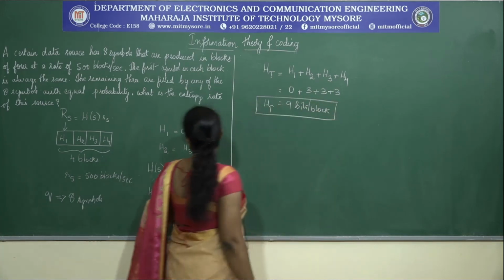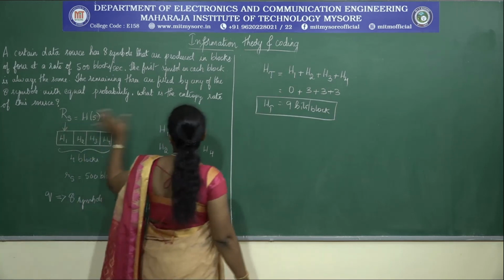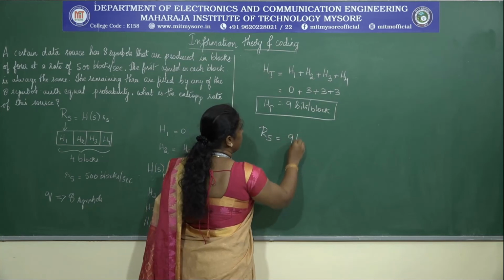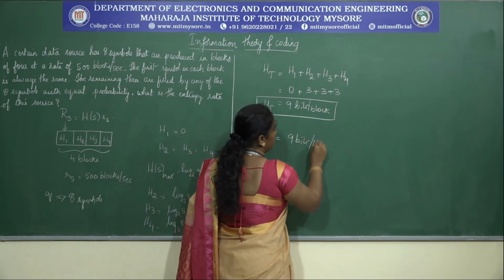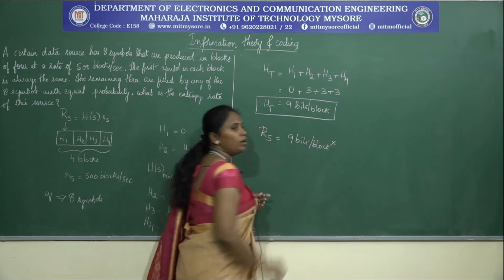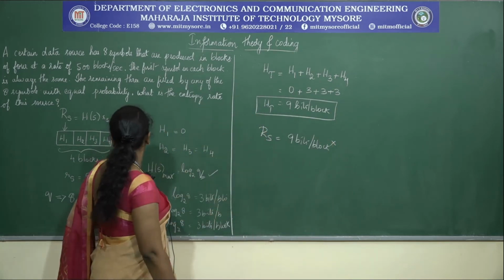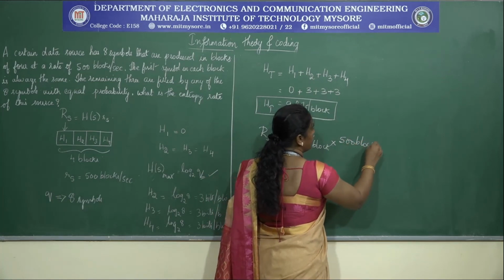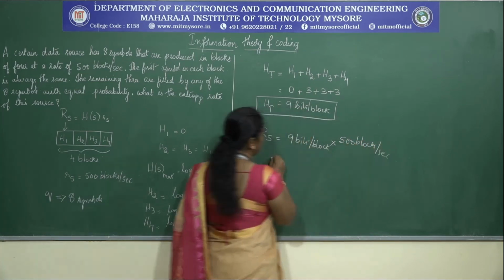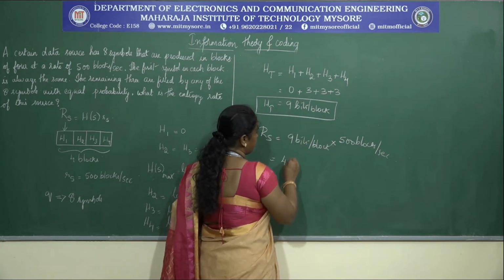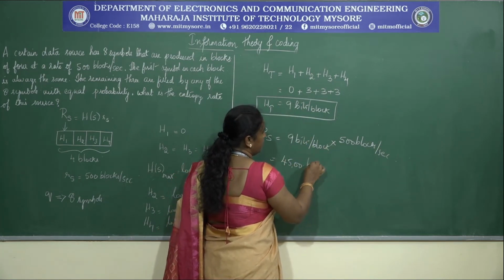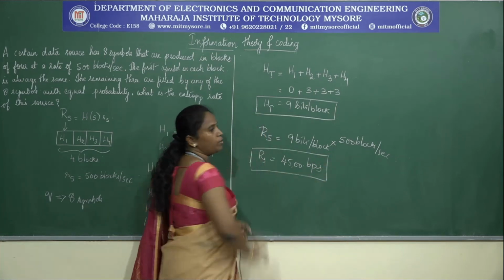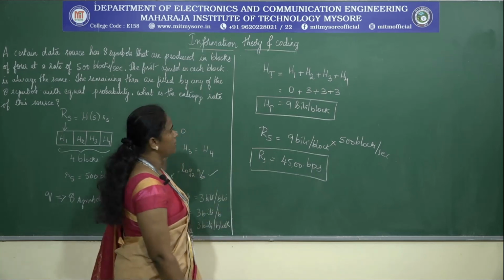Now we need to calculate RS, which is the entropy rate. RS is equal to HT, 9 bits per block, multiplied by the block rate. What is the block rate? The value which is given is 500 blocks per second. If you multiply, it will be in bits per second. So this is the RS value we calculate for this particular problem.